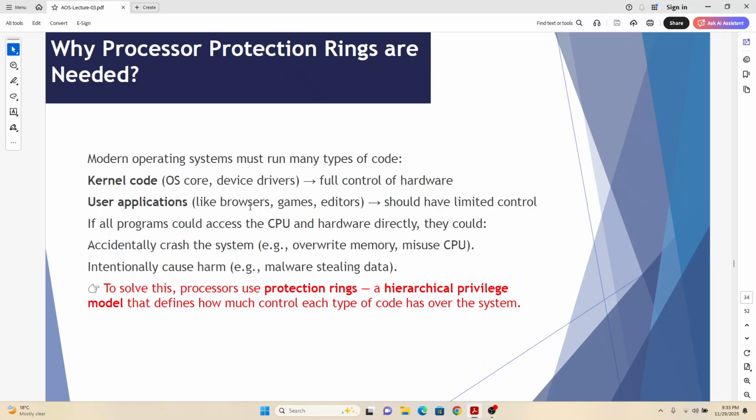Why do we need protection rings? Because if we have too many things going on, like processes, they can accidentally crash the system, because each will try to occupy the kernel. So in order to make it better, so that all the processes go in flow, we have to use the concept of protection rings. It is also useful for security purposes, and we will discuss that later.